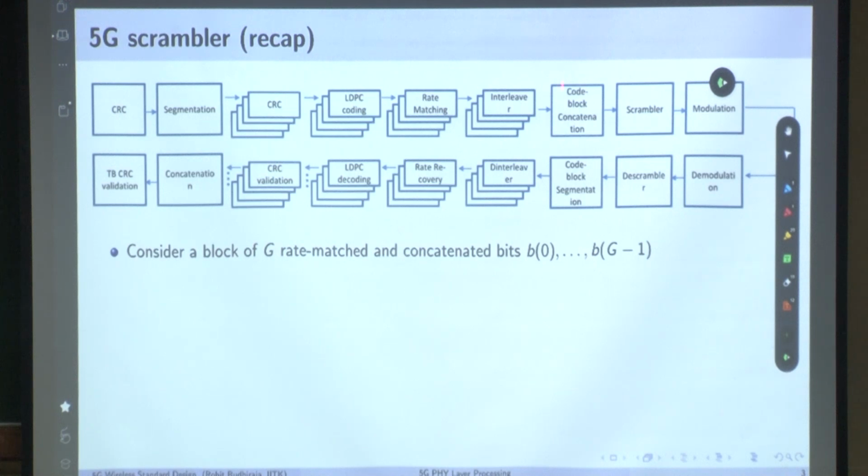Then there is the code block concatenation. That is a very simple module. It takes in all these code blocks and concatenates them. The notion of a code block is lost after this. And then there is the scrambler, which is our focus now. The scrambler takes in these bits and scrambles them with the code sequence. That's what we are learning now.